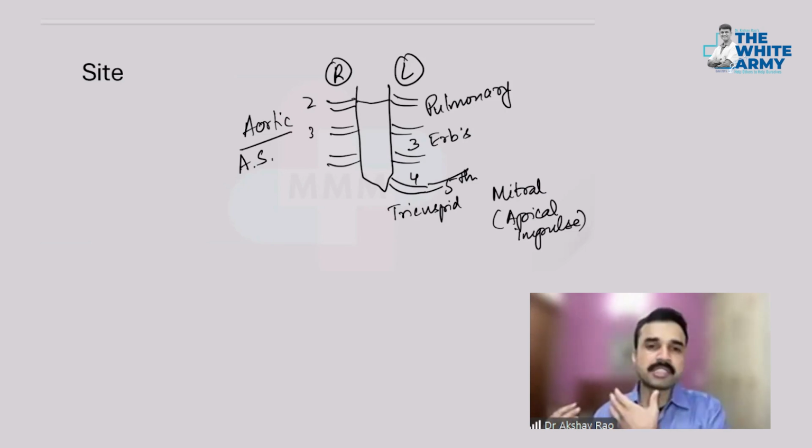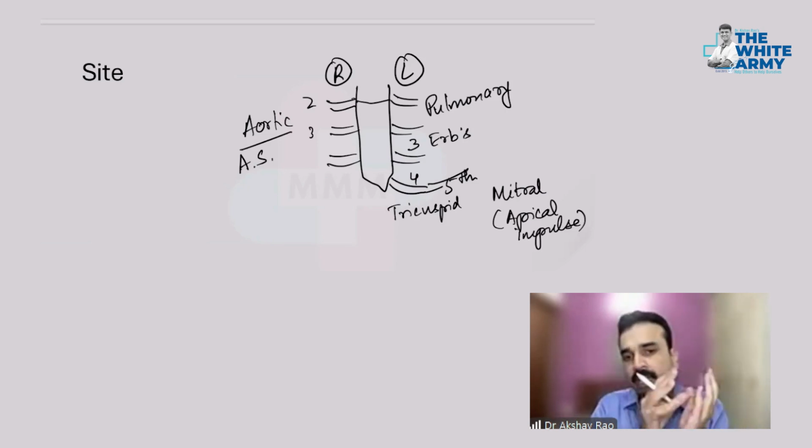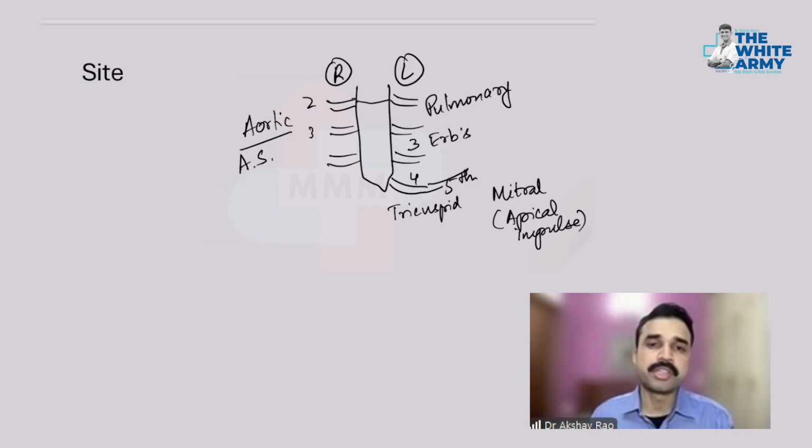Just like beauty pageants, they wear a sash, like that. So a line or an area across from the right second parasternal space till the apical impulse, anywhere along that you may be able to hear an aortic stenosis murmur. Traditionally we say best heard in the aortic area, that is the right second parasternal space, but you may even be able to hear it in the Erb's area also.